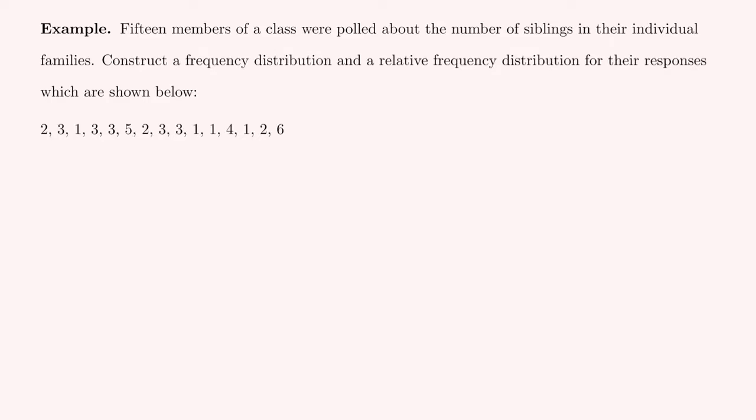Now in our next example, we are told that 15 members of a class were polled about the number of siblings in their individual families. We're then asked to construct a frequency distribution, so we'll do that first, and then a relative frequency distribution based on their responses. And we see the responses given here. Always when we're asked to construct a relative and a frequency distribution, we go with the frequency distribution first, and we'll make our table.